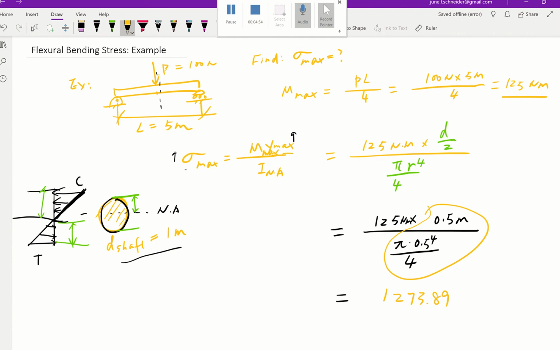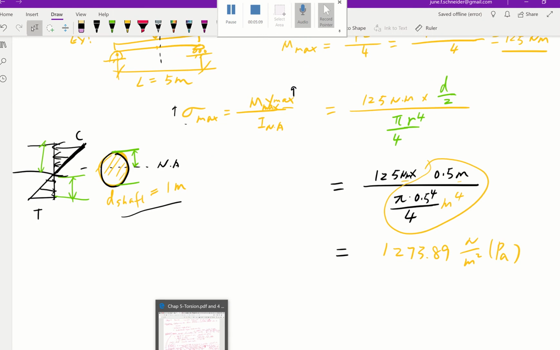And that value is going to give us what unit? Let's think about it. All this is in Newton meter, and this is in meter to the fourth. So that's going to give us Newton per meter square. In other words, it's going to be Pascal, right? And so I can change that to 1.274 kilopascal. That's going to be the maximum bending stress.